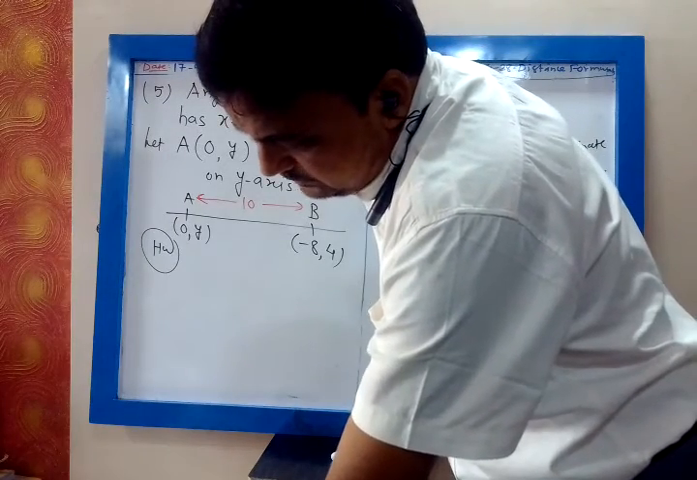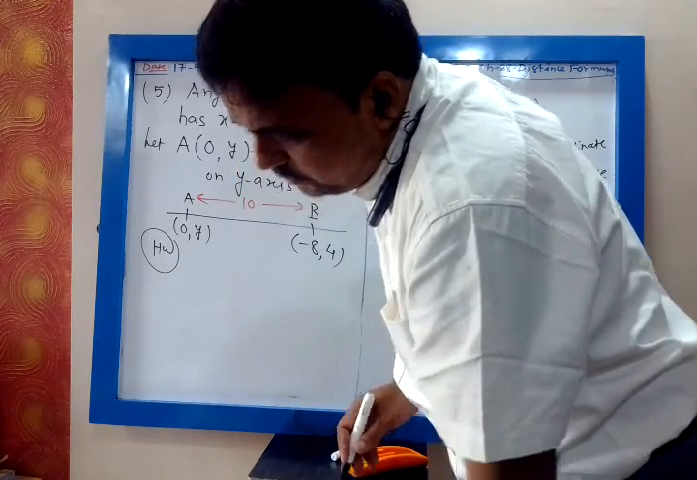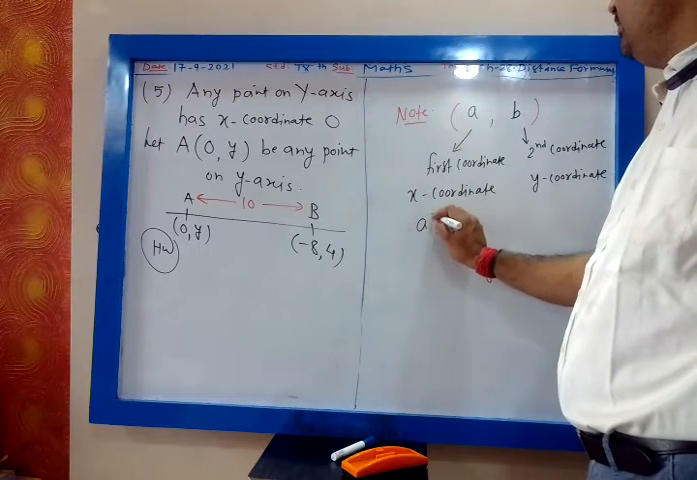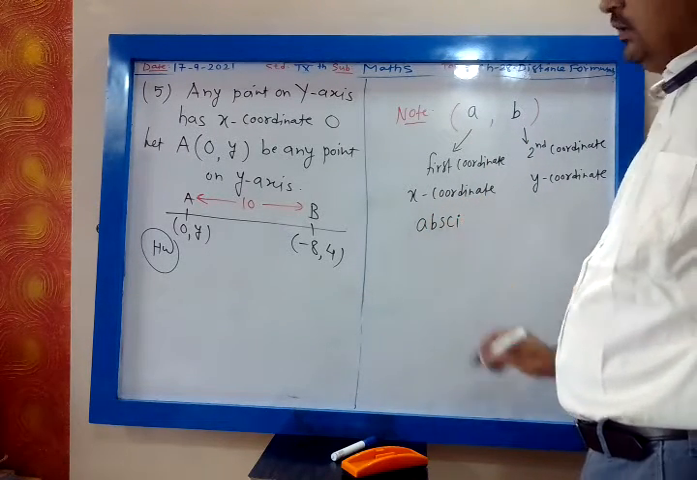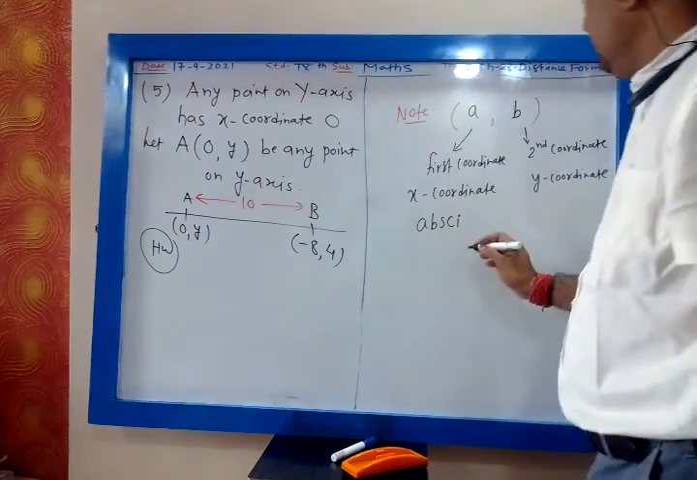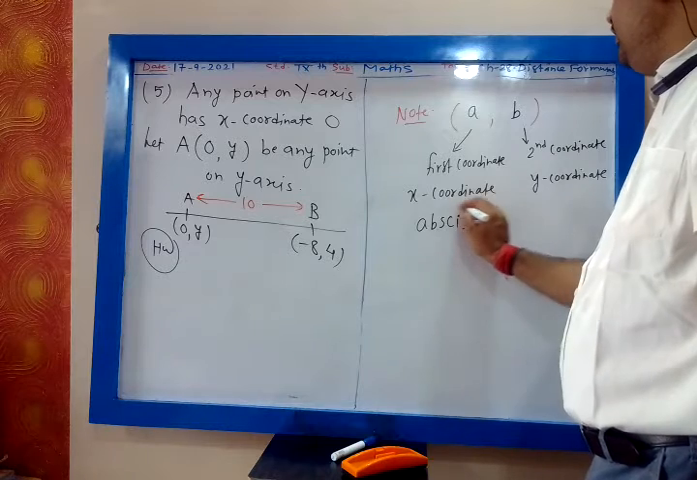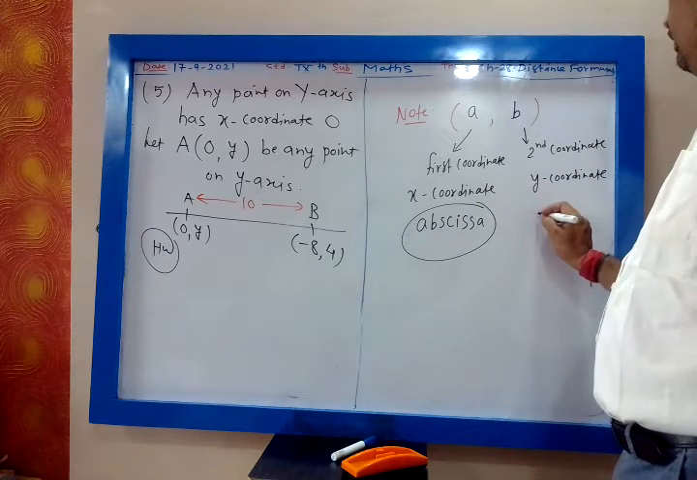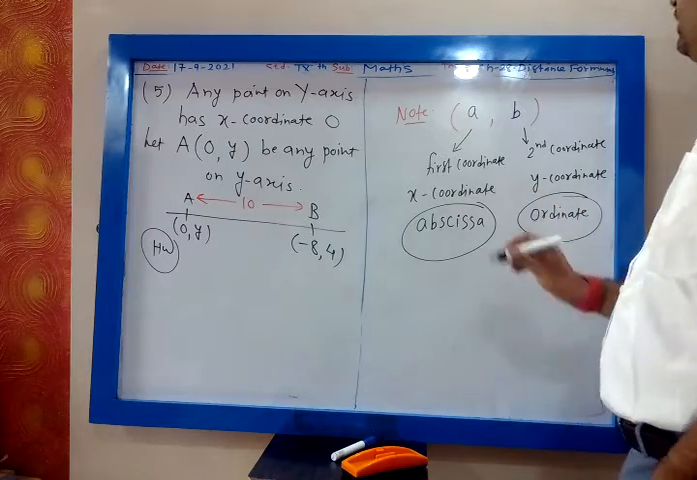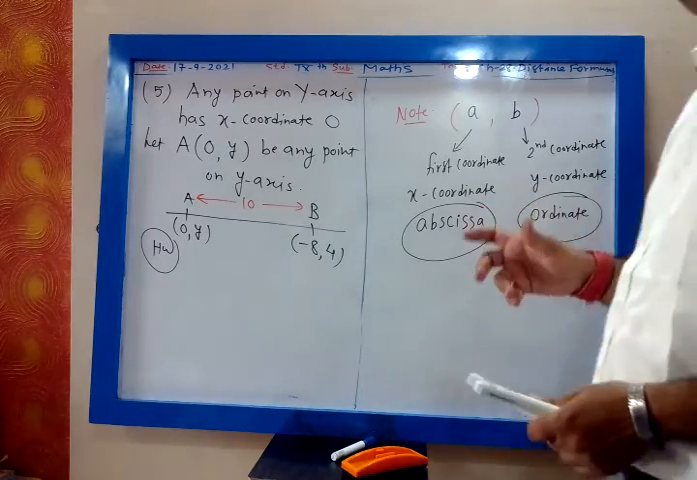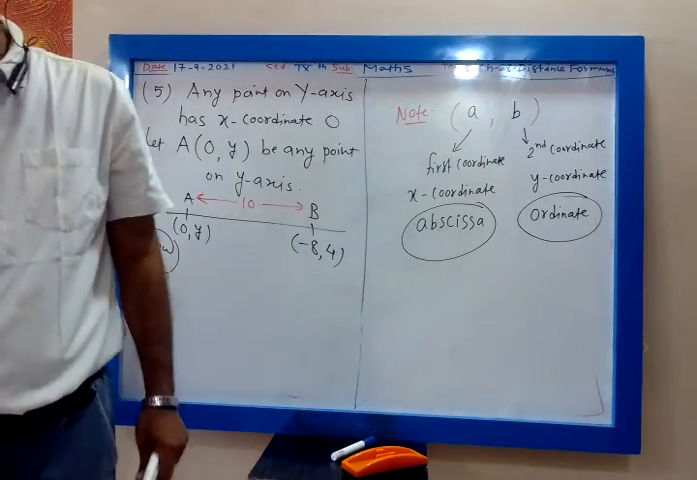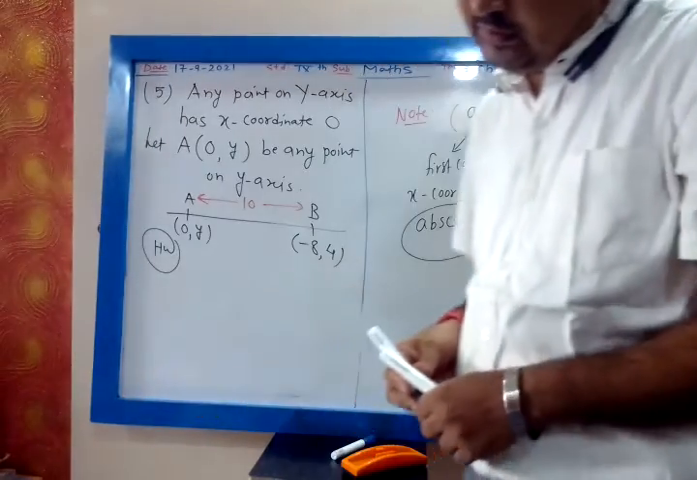Sixth one, it is given abscissa. The first coordinate is also known as abscissa. And the second coordinate is also known as ordinate. So this you remember: first coordinate is abscissa, second coordinate is ordinate. Now let us solve the sixth.